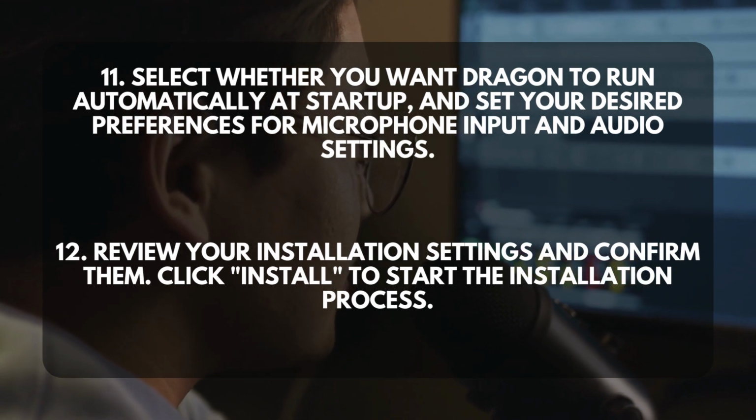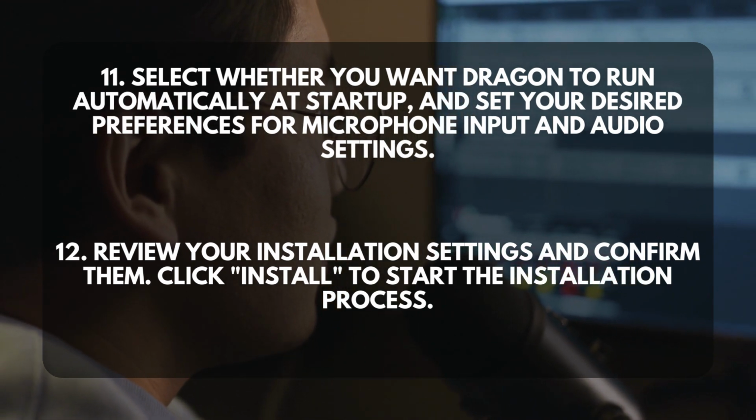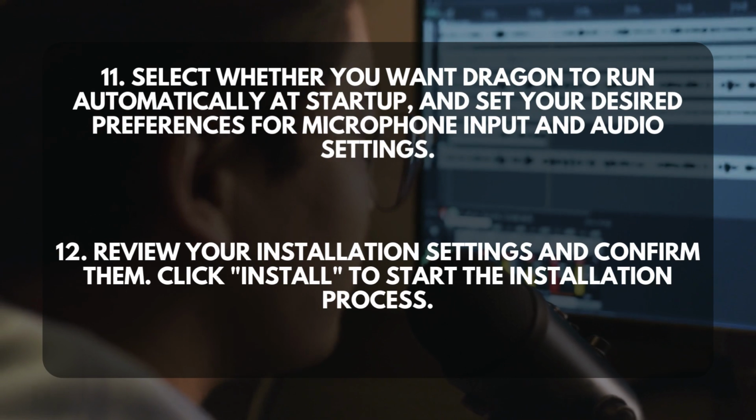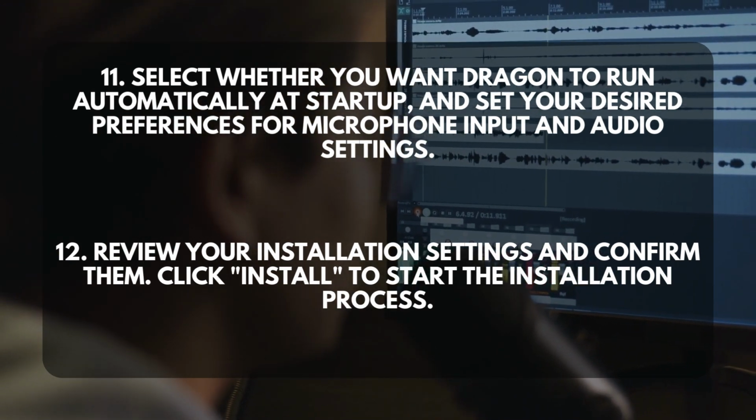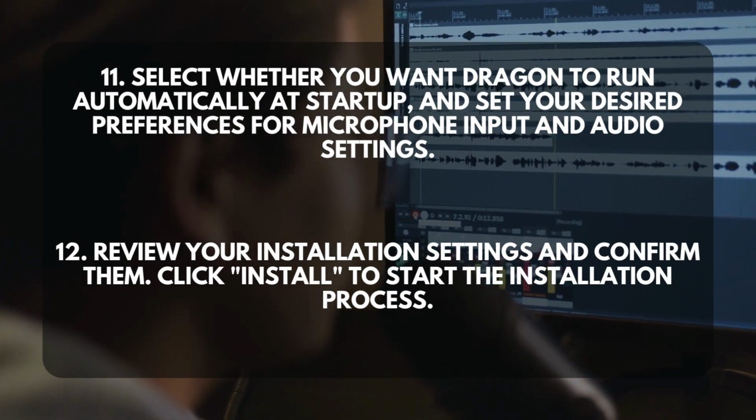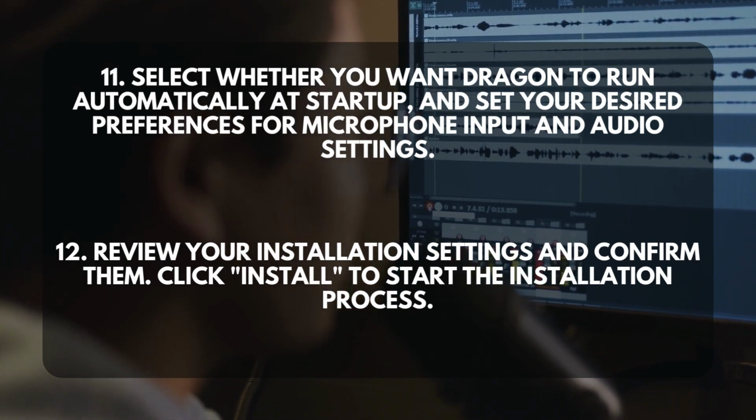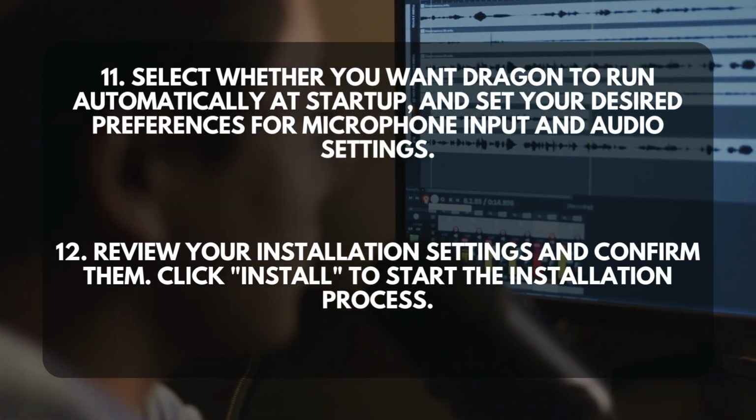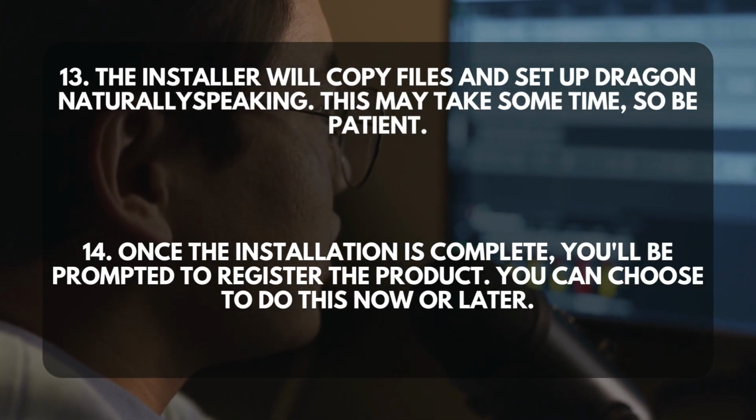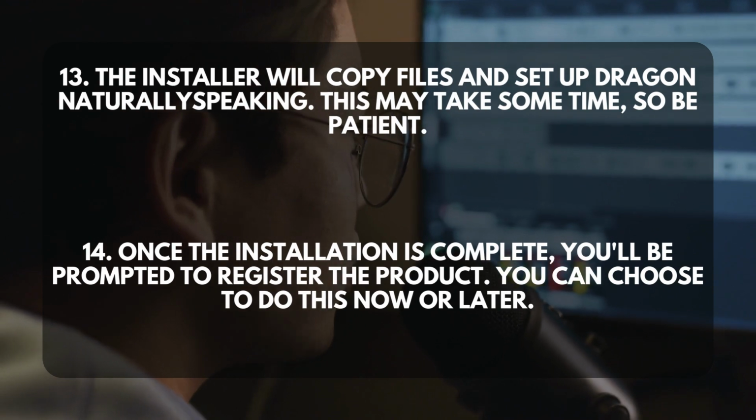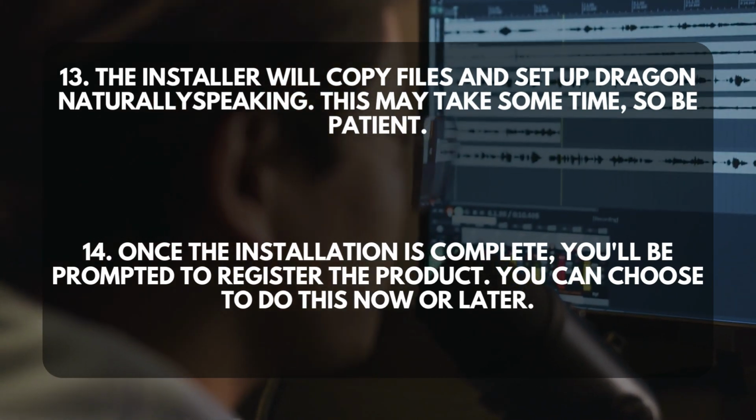11. Select whether you want Dragon to run automatically at startup and set your desired preferences for microphone input and audio settings. 12. Review your installation settings and confirm them. Click Install to start the installation process. 13. The installer will copy files and set up Dragon NaturallySpeaking. This may take some time, so be patient.